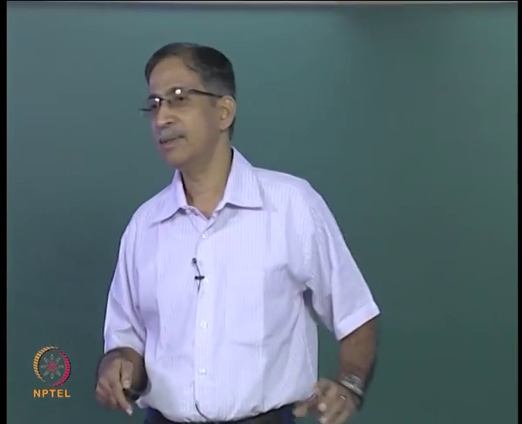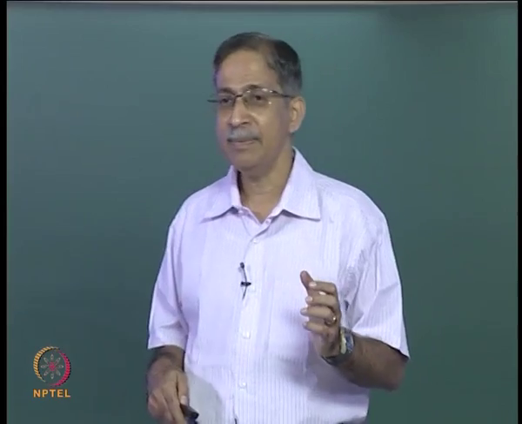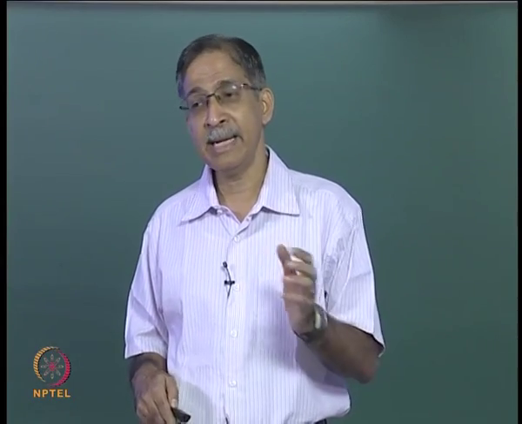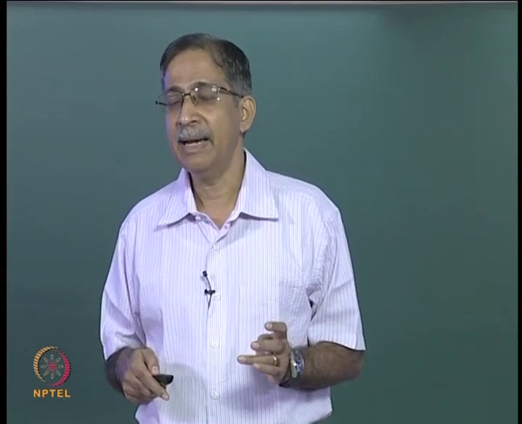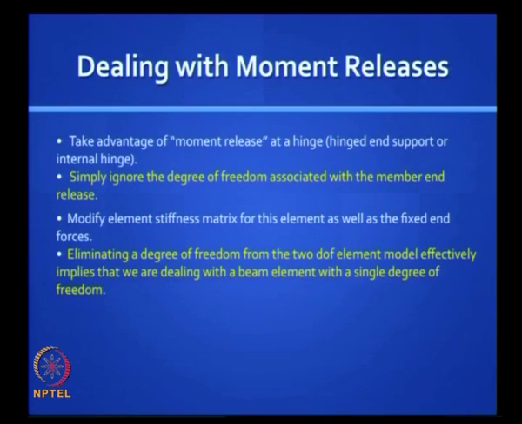You know that 4 EI by L will now become 3 EI by L when the far end is hinged, so that advantage we will take care of. And you also need to modify the fixed end forces, because normally you have the formulas for a cantilever which is fixed, a beam which is fixed. If one of the ends has a moment release, it becomes a propped cantilever and you know what to do. Okay, we have studied that.